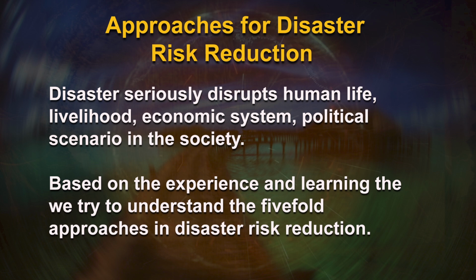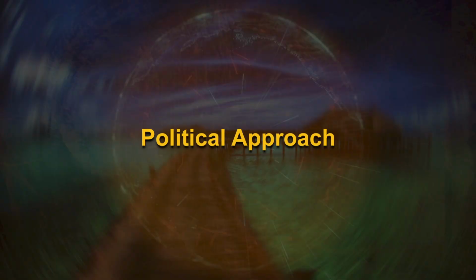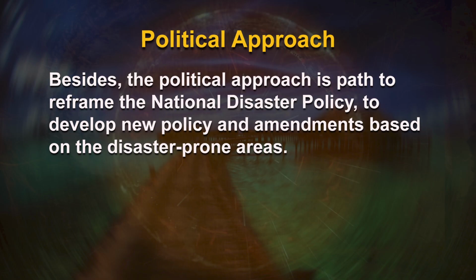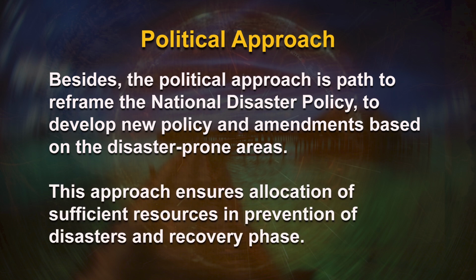Based on experience and learnings, we try to understand the fivefold approaches in disaster risk reduction. Those are political, technical, socio-educational, development and humanitarian approaches. Political approach. The political approach creates political will in prevention of disaster risks and welfare of people after disaster events. Besides, the political approach is the path to reframe the national disaster policy, to develop new policy and amendments based on the disaster prone areas. This approach ensures allocation of sufficient resources in prevention of disaster and recovery phase.